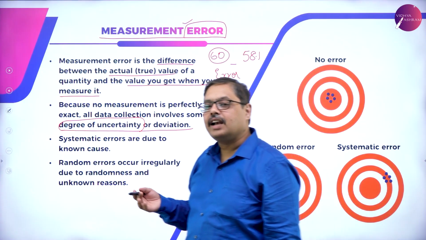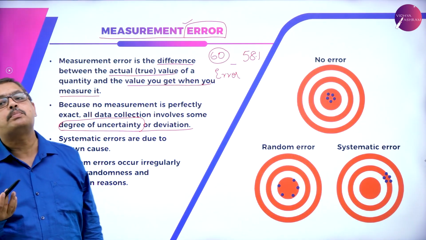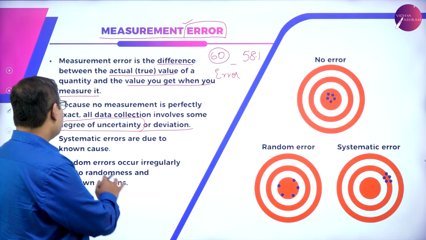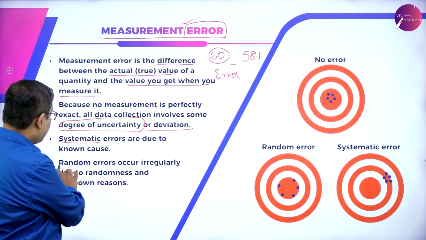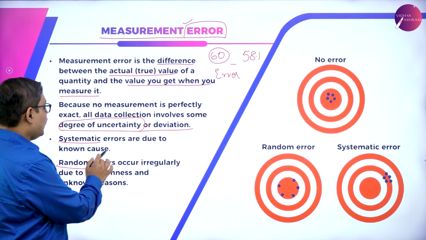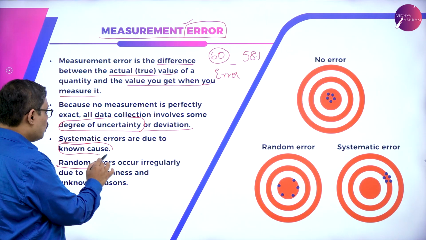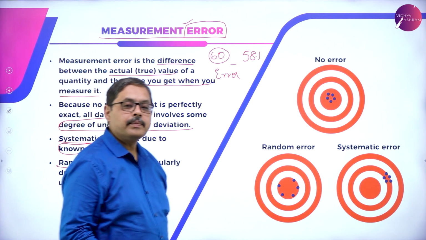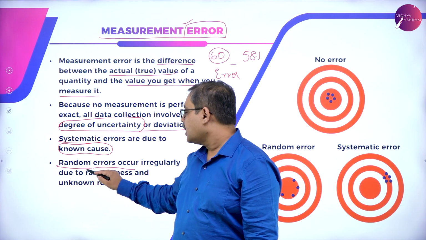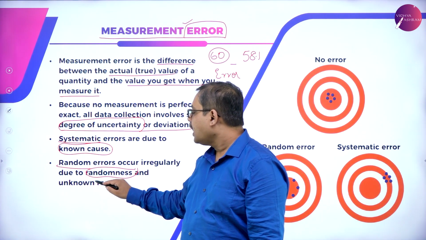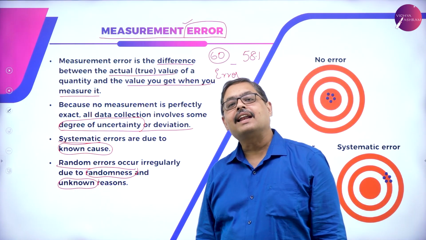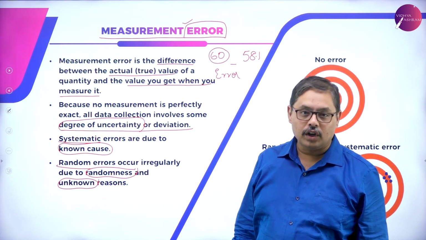Let us try to understand what the two types of errors are. Errors are classified into two types, a systematic error and a random error. Systematic errors are generally known to us. We know the cause, why this error is occurring. Whereas a random error is irregular, it is due to randomness and I don't know the reasons for it. The reasons for this random error are unknown.